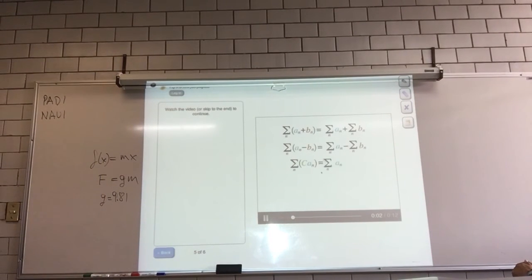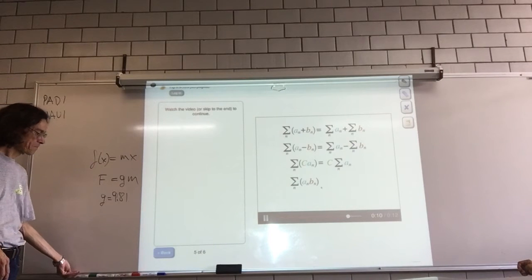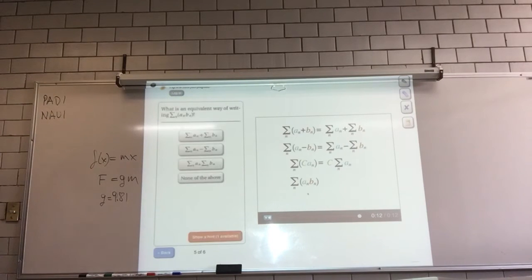Right again. You can pull the constant out of the sum. Last question. Say you're adding up terms that are the products of A's and B's. How can you rewrite this series?